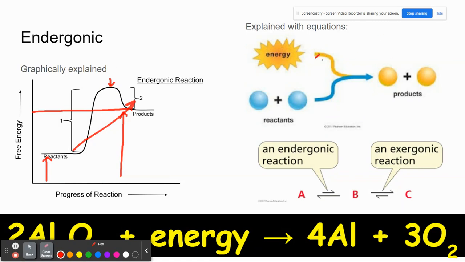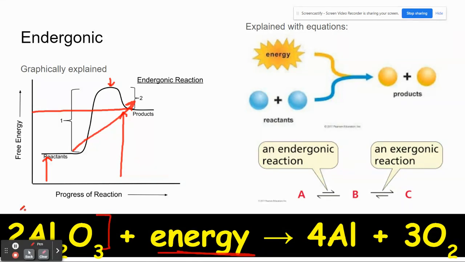Sometimes we'll look at it in equations. If we look at it in equations, you'll see energy on the reactant side because more energy is needed to help form the new bonds. So if I give you an equation on the test and ask whether it is an endothermic or exothermic reaction, just pay attention to where the energy is. If it's in the reactants, it means more energy is needed to help break apart, in this case, aluminum oxide, to form the new bonds. More energy is going to be needed to break apart the bonds to form the new products.